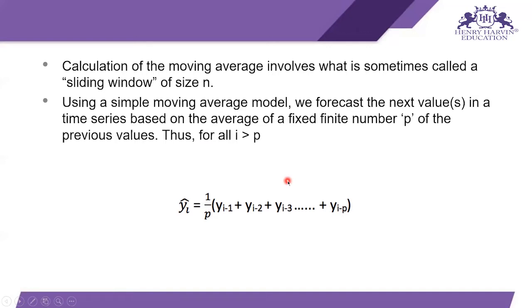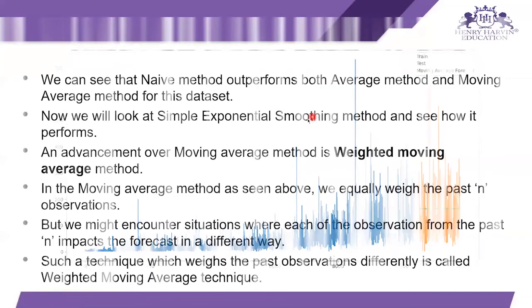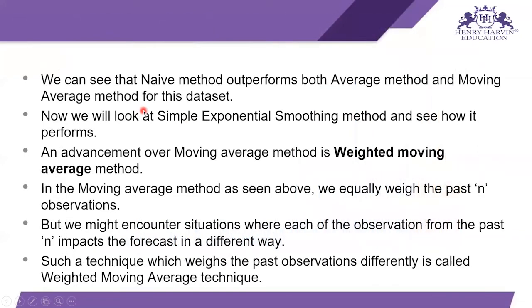And now this is what a moving average looks like. We have train data, we have test data, and this is the moving average of the data. This is the average of all the data points. Next, we can see that the naive method outperforms both the average method and the moving average method for this dataset. Now we will look at the simple exponential smoothing method and see how it performs.